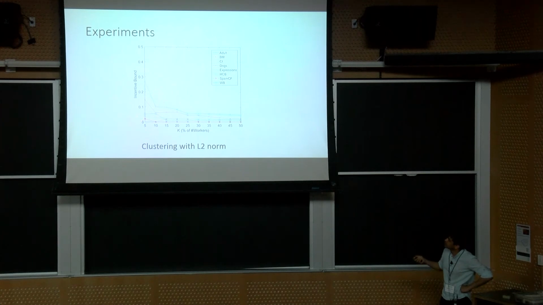And to understand the incentive bound, the maximum an agent can get paid in our mechanism is 1. And if we see that the number of clusters k as a percentage of workers goes beyond, let's say, 15%, then it becomes roughly around 0.1 incentives, and this gives the bound in our approximate informed truthful mechanisms.